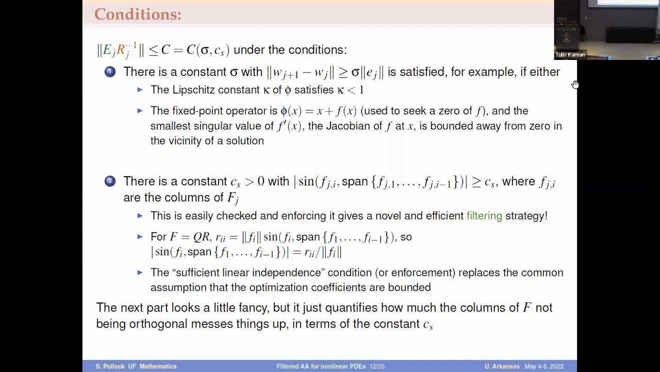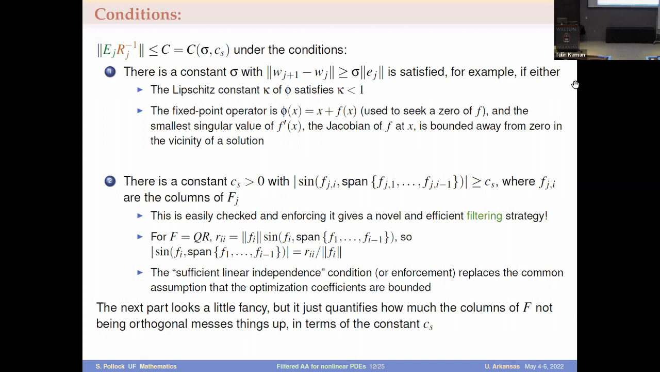And so really the problem is you have to somehow encode to what extent the columns of F are becoming linearly dependent. And so in fact, what we need is there's some constant, we'll call it C_S, that bounds away from 0 the direction sine between each column of F and the columns to its left, which is where we're keeping the more recent iteration. So in fact, this is precisely the information we have in the off-diagonal entries of R of the QR decomposition. So this is something we can easily check because we've already computed what we need, and this is what we can use to filter out columns we don't want, and that's essentially the filtering strategy. So we can call this a sufficient linear independence condition, or enforcement, and this actually replaces the assumption that the optimization coefficients are bounded.